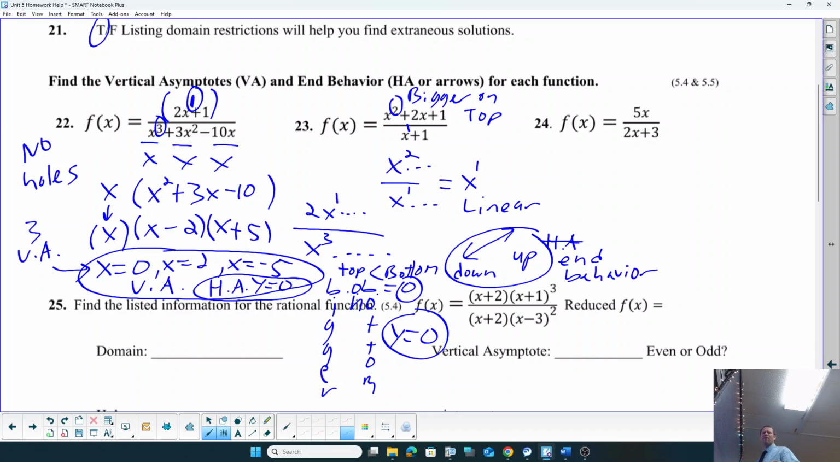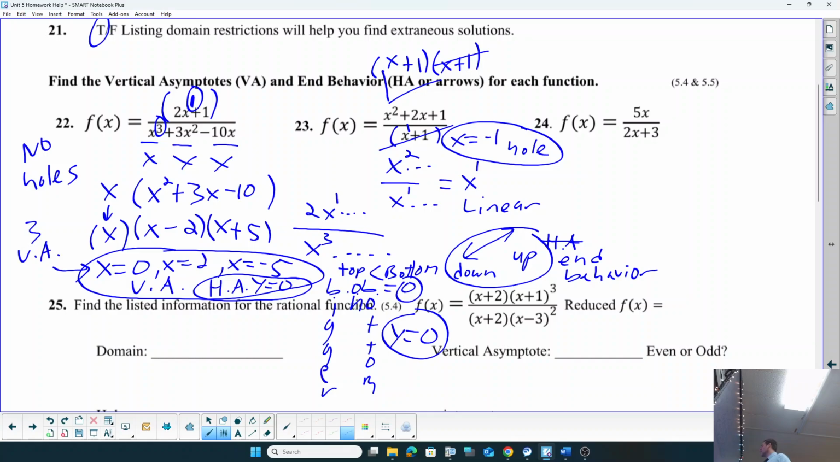But we probably have a hole and not a vertical asymptote. Let's go ahead and factor. So x and x, 1 and 1, plus and plus. Whoa, one of them cancels. So x equals negative 1 is the hole. That's the hole. And so that means we have no vertical asymptotes.